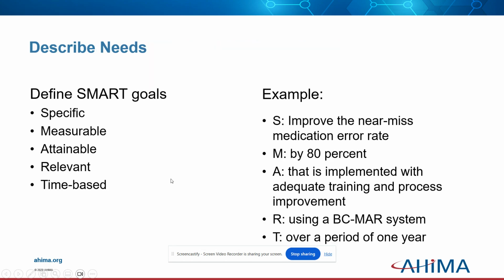When we look at needs, we want to define those in terms of SMART goals. So are they specific? Is it measurable? If it's not measurable, how do we know that we are moving towards achieving that goal? Is it attainable or is it impossible from the get-go? Is it relevant based on our organization, based on our mission, based on the goals of the organization? And we want it to be time-based, because if it's not time-based, the goal may never get to a point where it's realized.